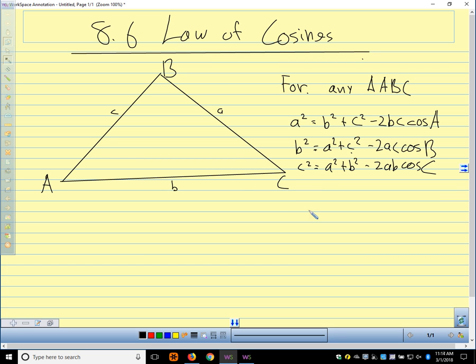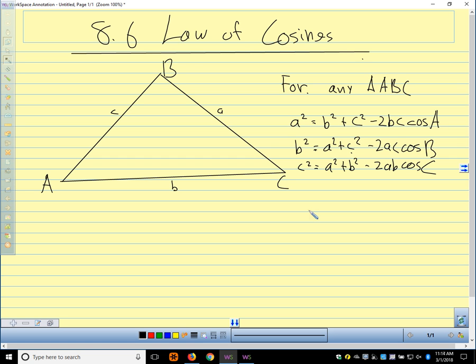So I want to point out a couple of things about the law of cosines. The equation is a little more involved than law of sines. The law of cosines takes a little more work to do than law of sines. Not quite as nice, not quite as compact. But if I have a squared on the left, I have angle A on the other side. If I have b squared on this side, I have angle B on the other side. If I have c squared on this side, I have angle C on the other side.